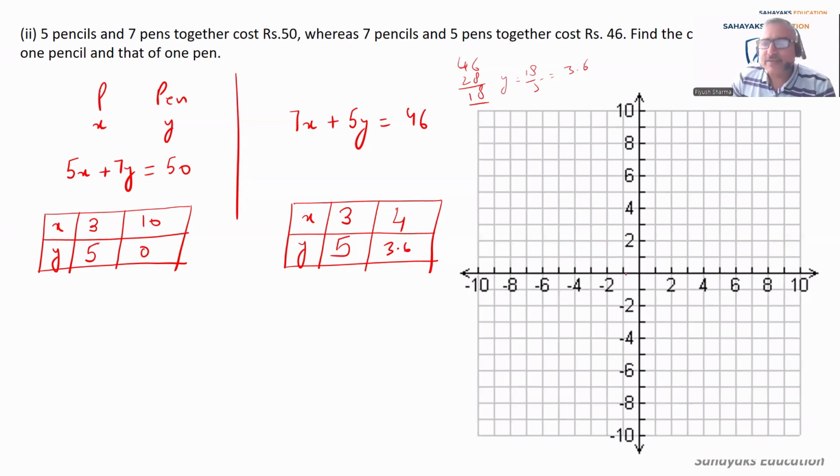So the first point is (3, 5). This point is here. And then (10, 0). This is the point. So the first line is like this. The other point is again (3, 5), and the next point is (4, 3.6). 3.6 is somewhere around here. So another line will be like this.